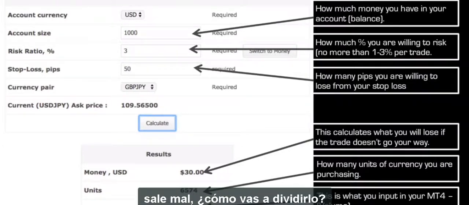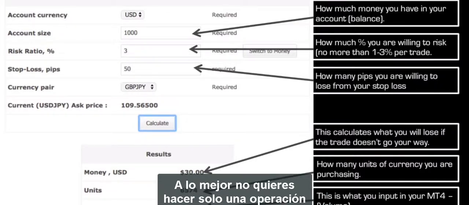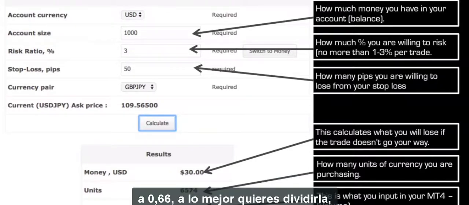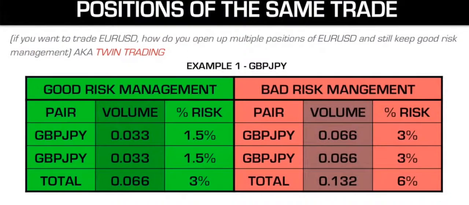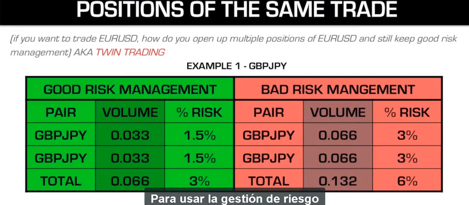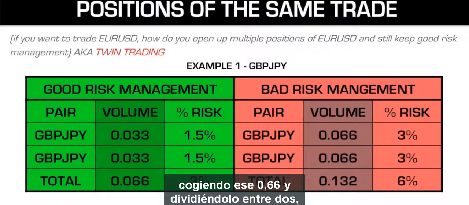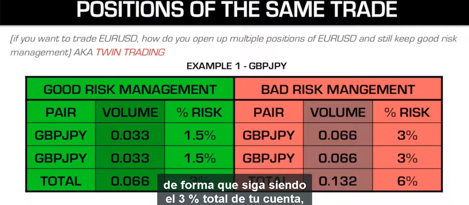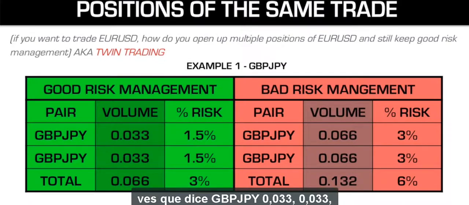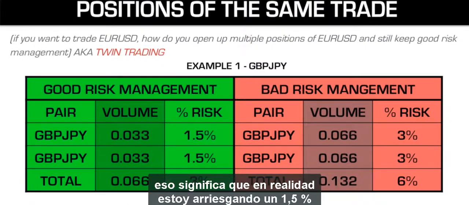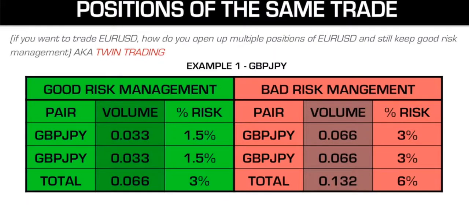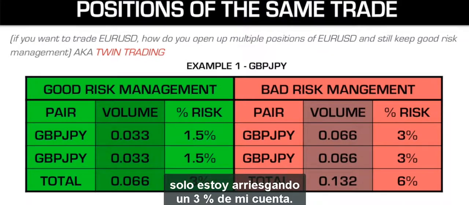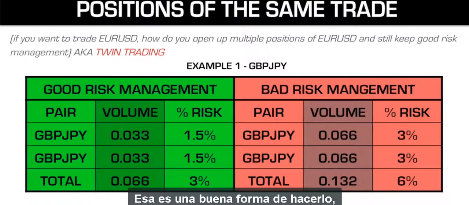How are you going to break this up? Maybe you don't want to just do one trade at 0.066. Maybe you want to break it up. How do you actually do that? So now to use good risk management, the way you would do that is you would take that 0.066 and divide it by 2. If you want to open up 2 positions so that it still totals up to 3% of your account, then you just divide it by 2. So you see how it says GBP JPY 0.033, 0.033. So that means I'm actually risking 1.5% of my account. Now if I have 2 of those, I am only risking 3% of my account. That is the good way of doing it.